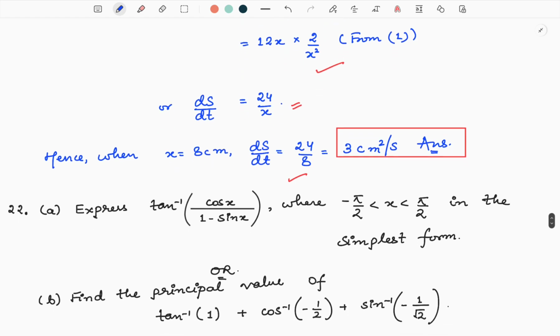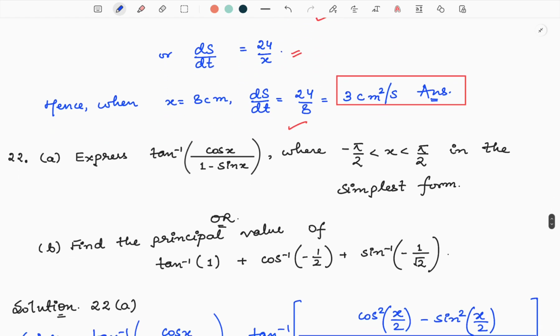Let's go to the second question of section B, that is 22. And in this question, we are given options. So either you have to do part A or part B. You will get full marks for any of the two parts. But here I am giving the solution for both the parts so that you can easily decide which part you have to do or which part you have to leave. But you will learn different concepts if you solve both the questions.